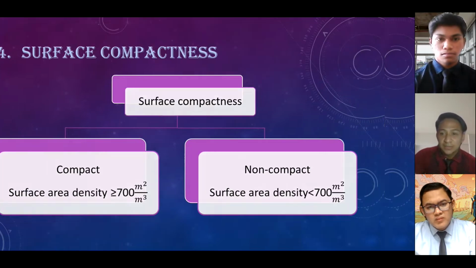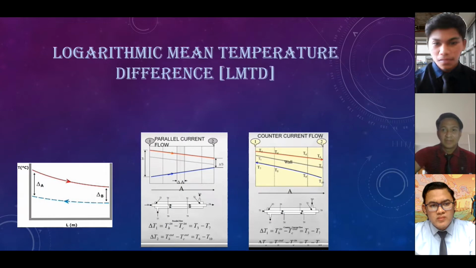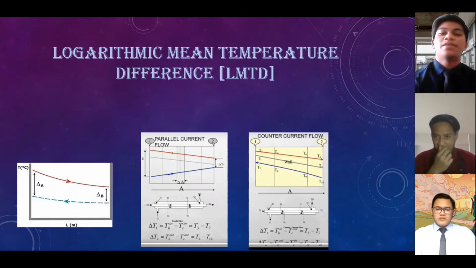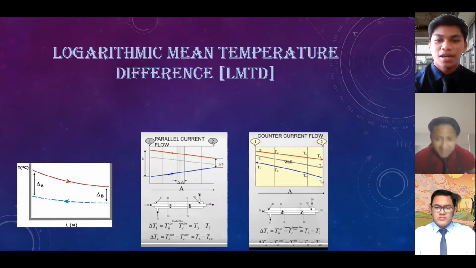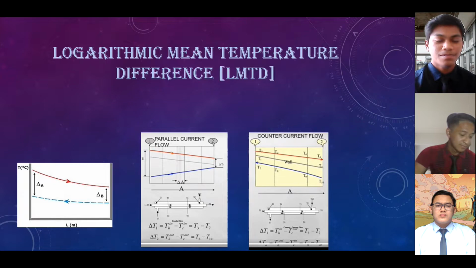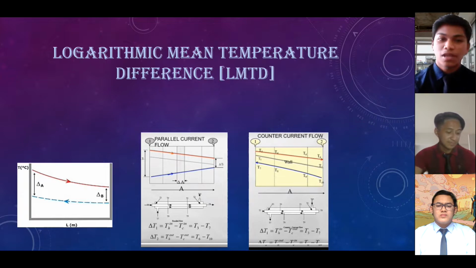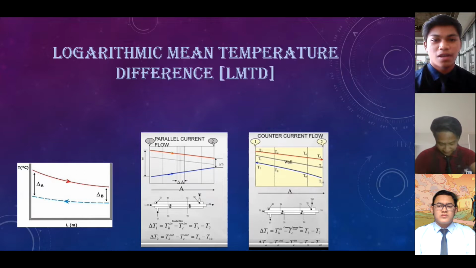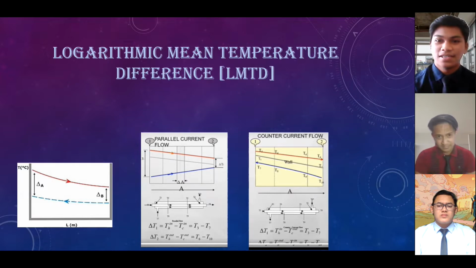Next to Aswad. Okay, thank you, Fadil. My name is Muhammad Aswad bin Mazlan. My matric number 01DPU20F018. So I'll be talking about the logarithmic mean temperature difference, or also we can call it LMTD.